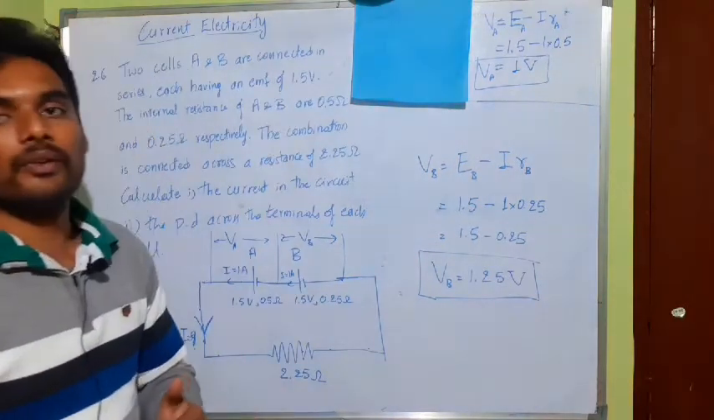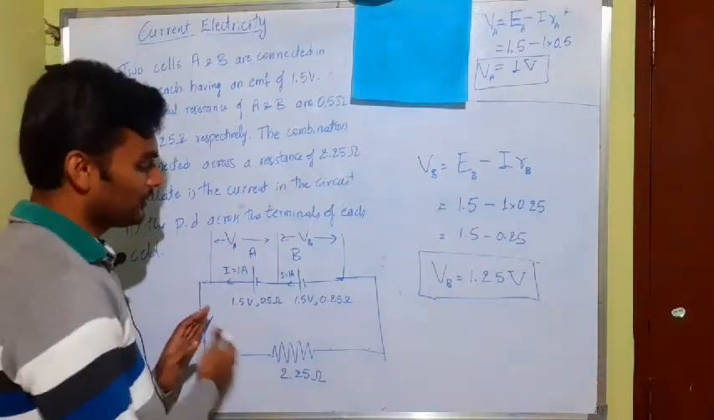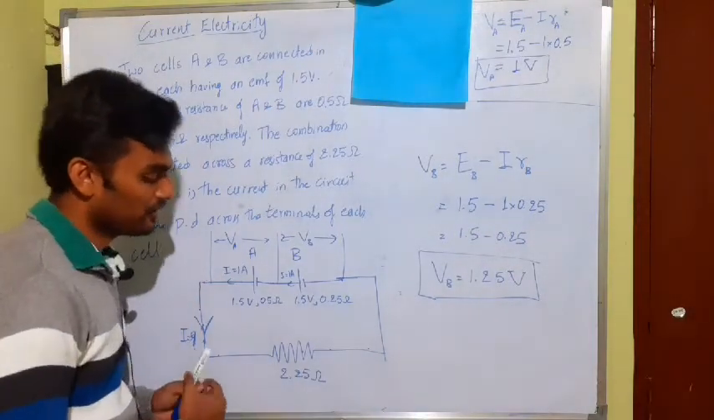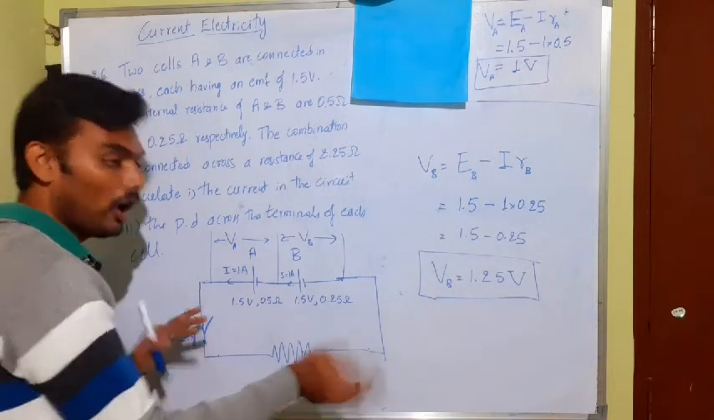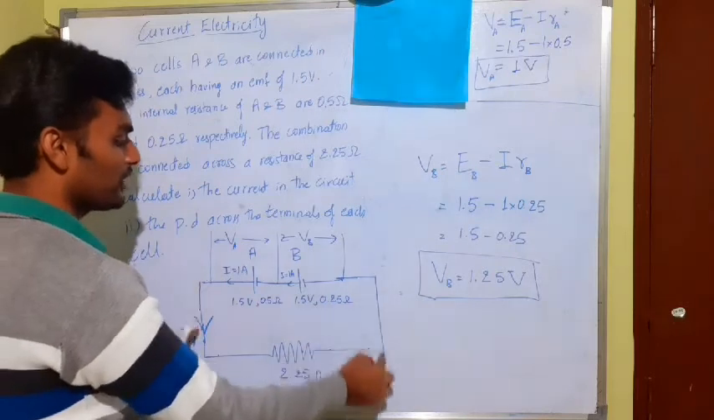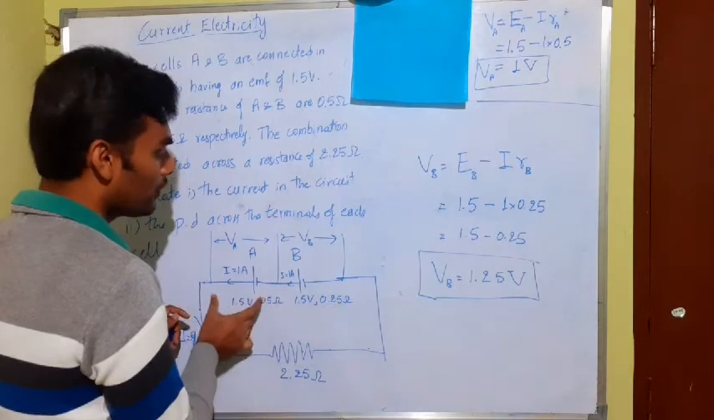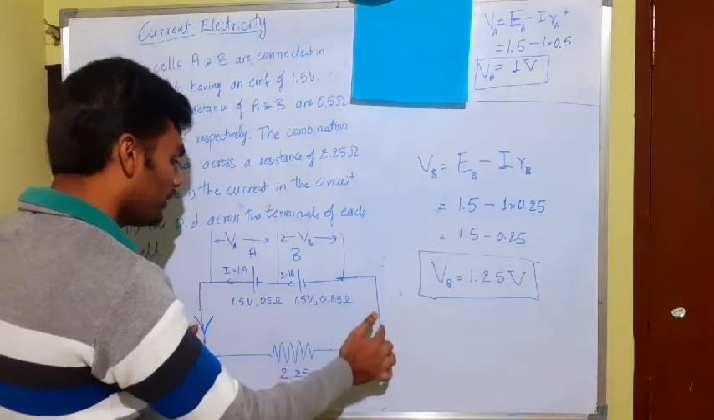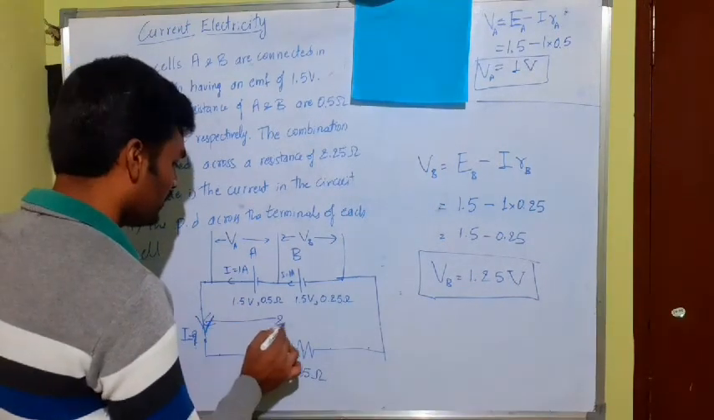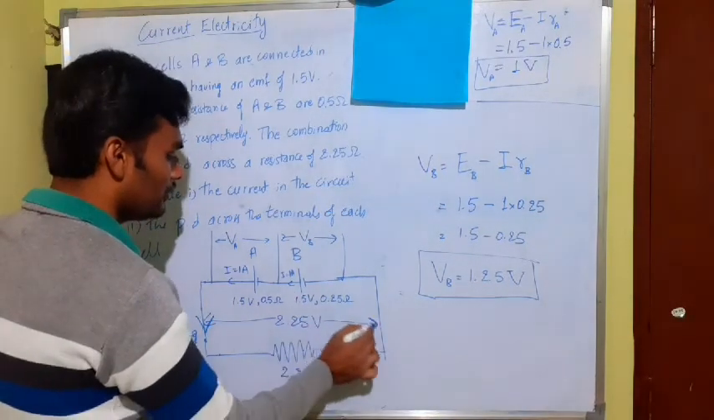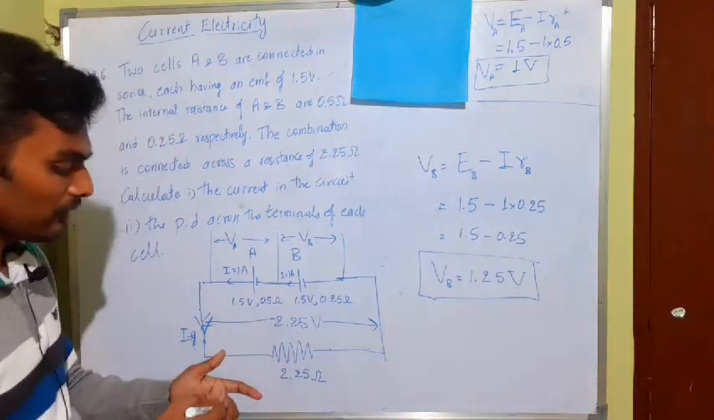Okay, that's it. We have answered all the questions. And if they ask you to get the voltage across the resistor, or voltage across the entire combination, both are the same, then it is the sum of VA plus VB. So it is 1 volt plus 1.25, 2.25 volt is the voltage across the entire combination. Okay, you can verify it. 1 plus 1.25, 2.25.